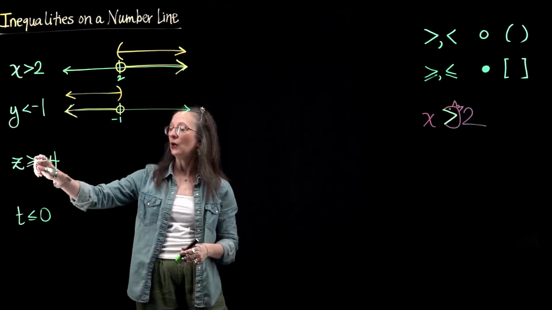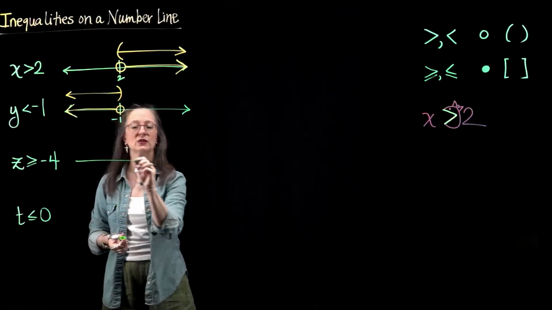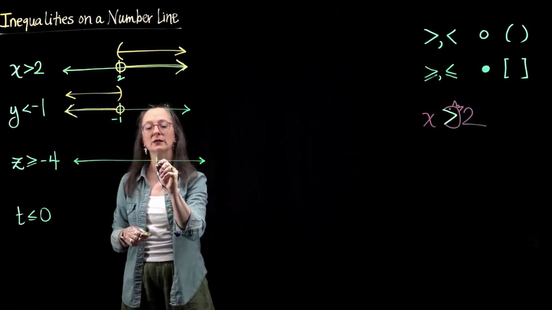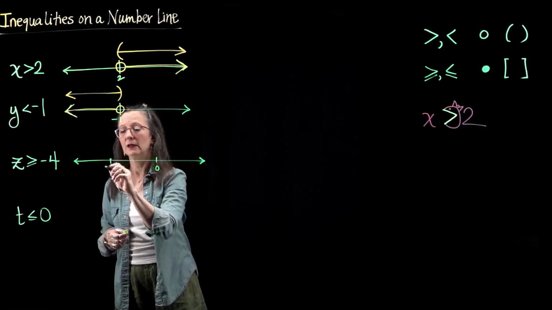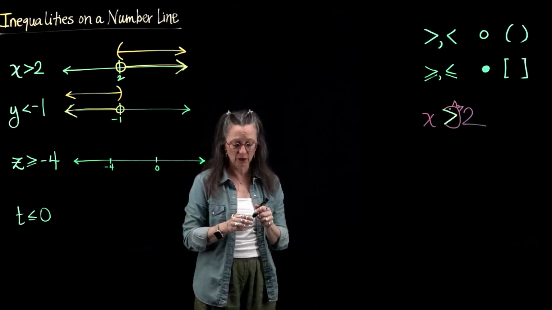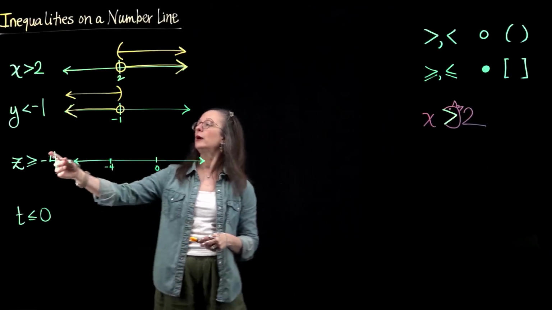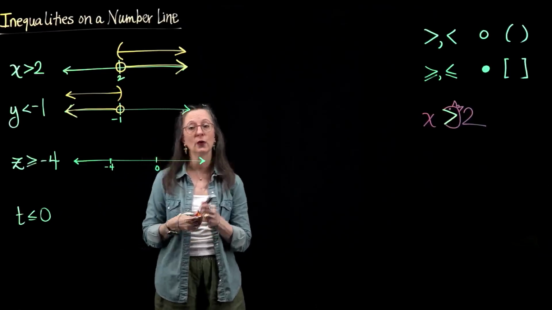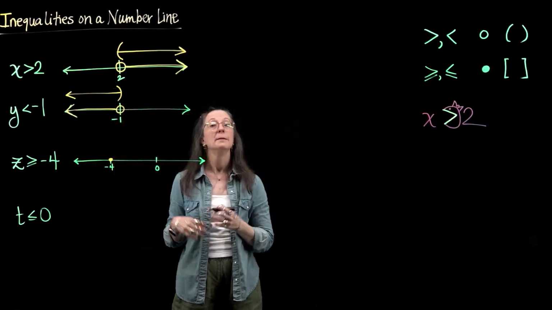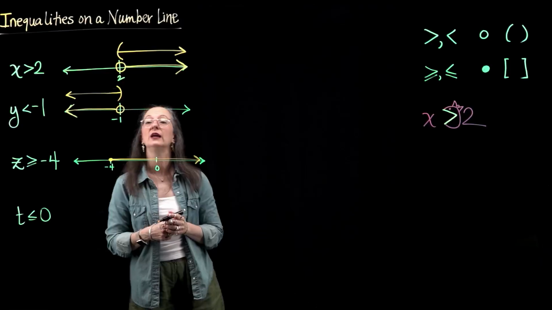I have z greater than or equal to -4. So I'm going to start with my number line. If it makes you feel better to mark 0 on there, great. For this one I will. I'm going to mark 0 and then I'm going to mark -4. -4 is, of course, our value that we're concerned about. We want greater than or equal to -4. That's going to be a closed dot on -4. Because I want greater than or equal to, it's going to be shaded to the right, including that arrow.